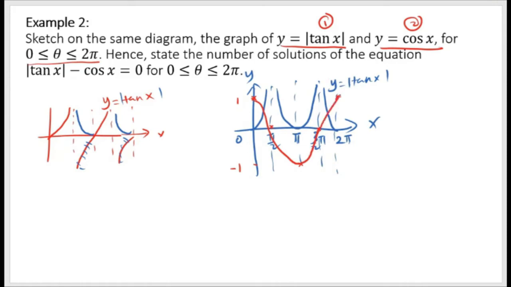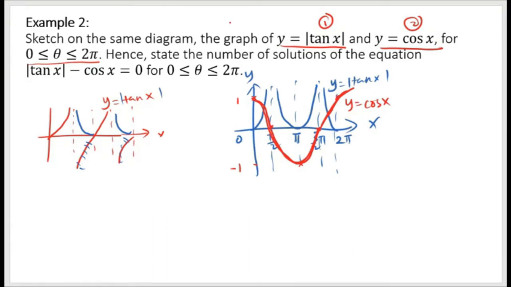Not nice. Sorry, my graph is not nice. It's like sinusoidal form. Okay, like this. This is y equal to cos x. Okay, so we draw it together.